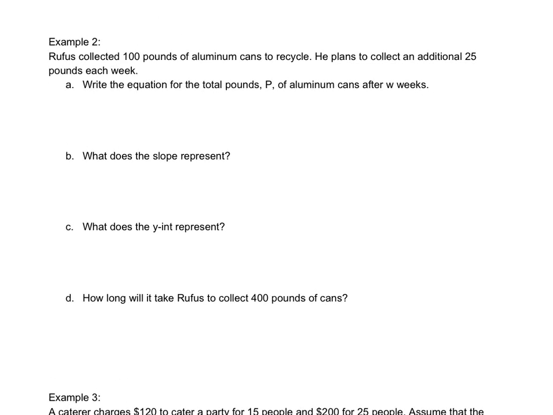Next we have that Rufus collected 100 pounds of aluminum cans to recycle. He plans to collect an additional 25 pounds each week. We want to write the equation for the total pounds P of aluminum cans after W weeks. So P is our y and W is our x. We have P equals, and he collects 25 pounds each week, so that's 25W, plus the current amount he already has, 100.